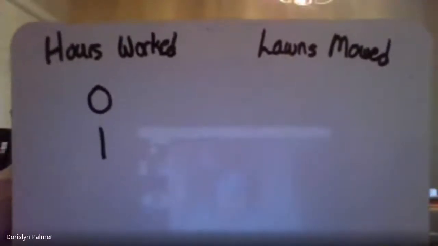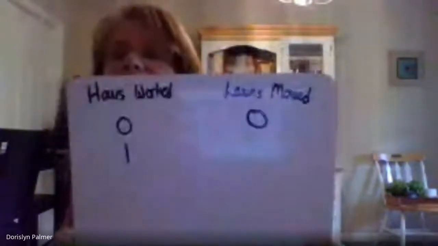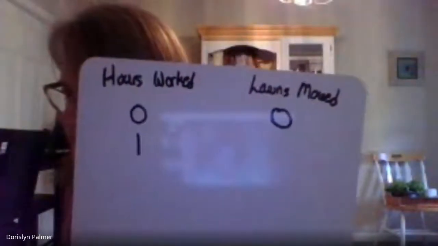Okay. Serena, if he works 0 hours, if he doesn't work at all, how many lawns will he mow? What do you think? Oh, Serena, you're muted. 0 lawns. Yes. 0. If he doesn't work, he doesn't mow any lawns. So we're going to put a 0 there, and we're going to plot the point 0, 0. So go to your graph and put a point at 0, 0.